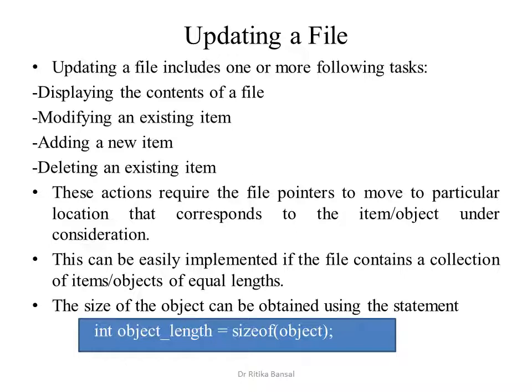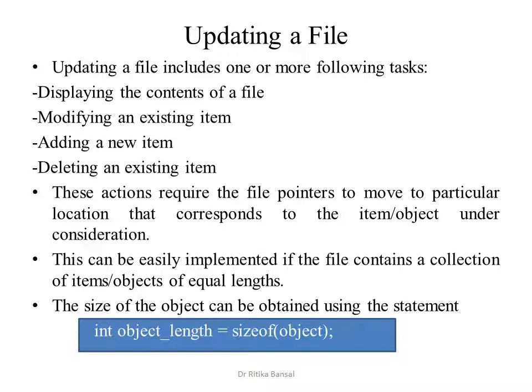I am reading now the second point. These actions require the file pointers to move to a particular location that corresponds to an item or object under consideration. First of all, imagine that we are dealing with objects. In the binary file operations, we did programs of how to write the object, how to read the object. Now imagine that we are dealing with objects. We want to move the pointer to a particular object.